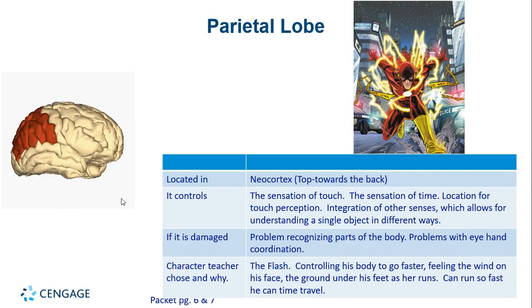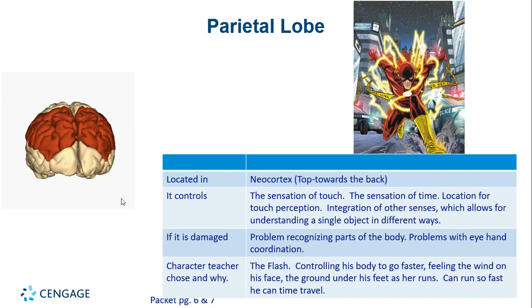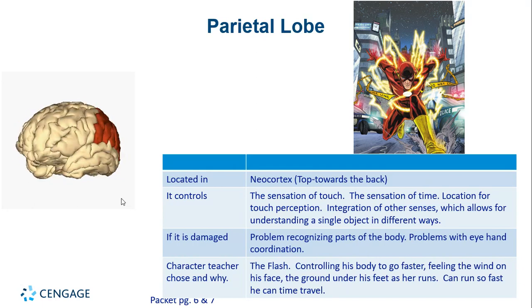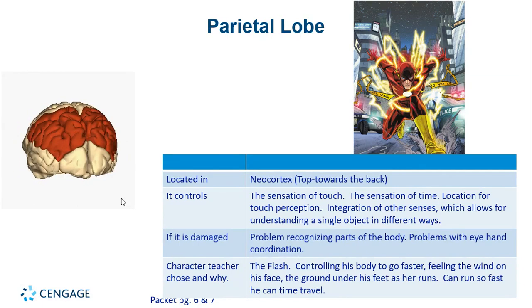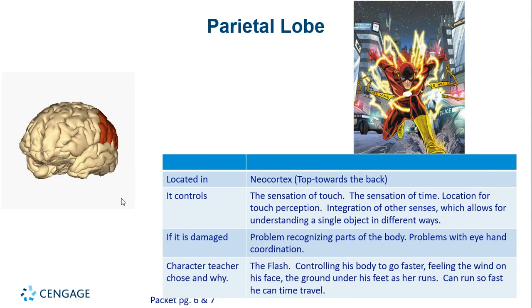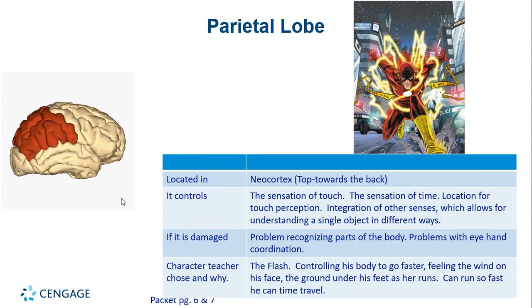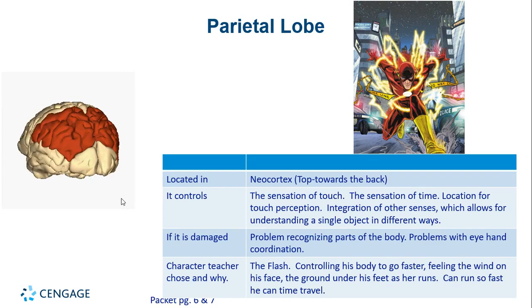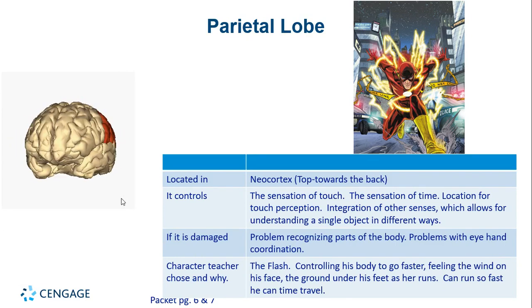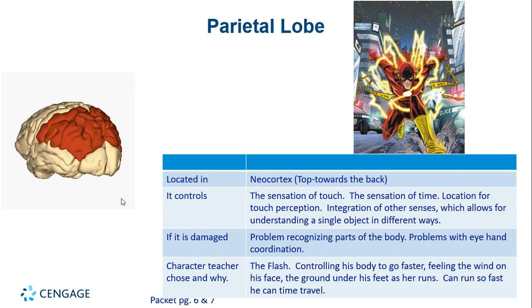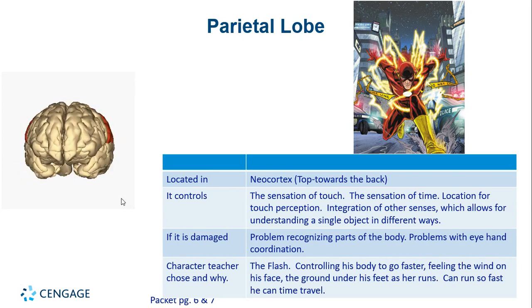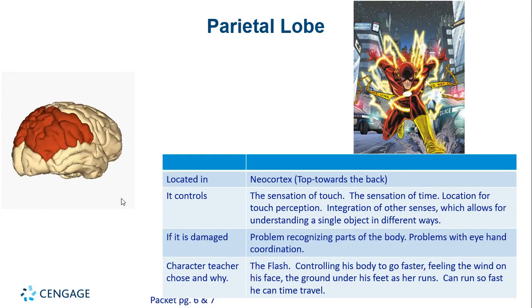My character here is the Flash. You could imagine that as the Flash is running, you could feel the wind on his face, the ground on his feet. But also, if the Flash runs fast enough, he can time travel. And so the Flash can feel the world around him, he can feel the speed force, but he can also control time, or at least time travel, kind of just like your parietal lobe.